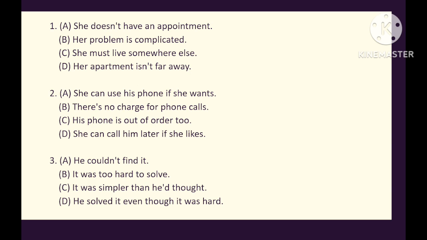Number 1. Excuse me, do you know which apartment Sally Hill lives in? Sally Hill? As far as I know, she doesn't live in this apartment complex at all. What does the man imply about Sally Hill? Number 2. Roger, may I use your phone? I think mine is out of order. Feel free. What does Roger tell the woman?